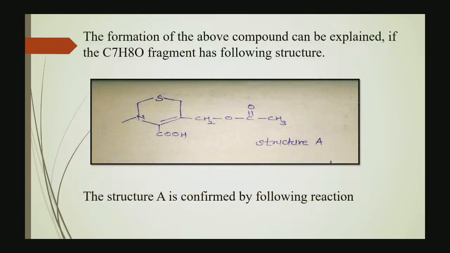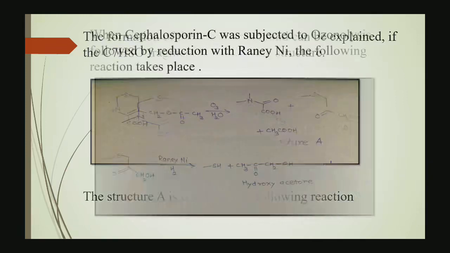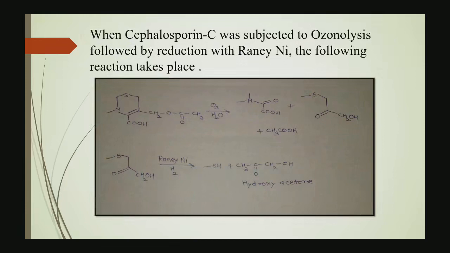So the formation of the above compound can be explained if the C7H8O4 fragment has the following structure. This means the structure A. The structure A is confirmed by the following reaction. The next slide is about the reaction. When cephalosporin C was subjected to ozonolysis followed by reaction with Raney nickel, the following reaction takes place.